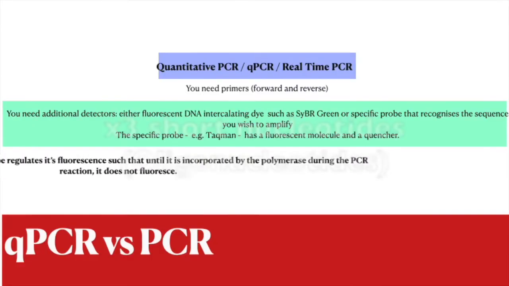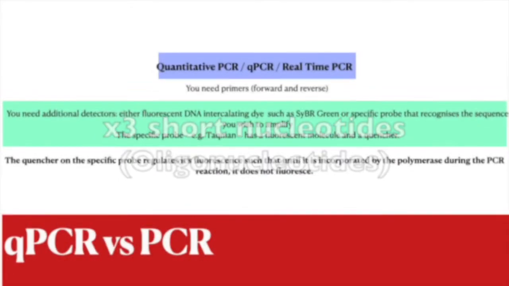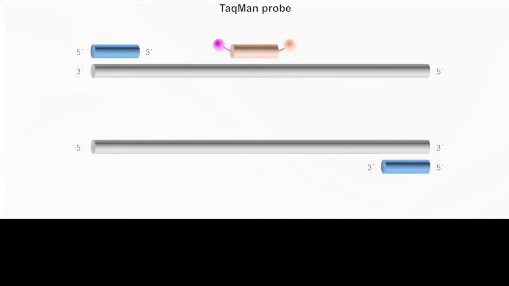Essentially, you need three primers, if you like. Well, the primers, the forward and reverse, and then an additional specific primer that binds to the region. And this specific primer also has a quencher, a molecule that stops the fluorescence being emitted. So as you can appreciate, using this specific probe gives you an additional layer of specificity.